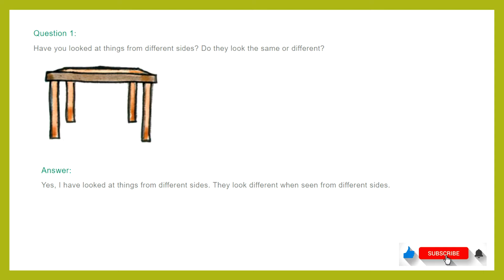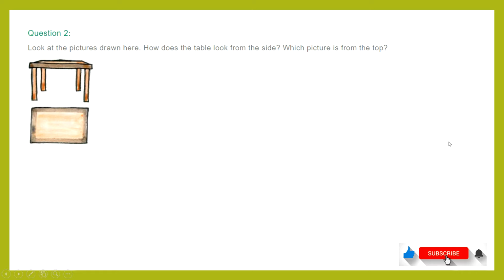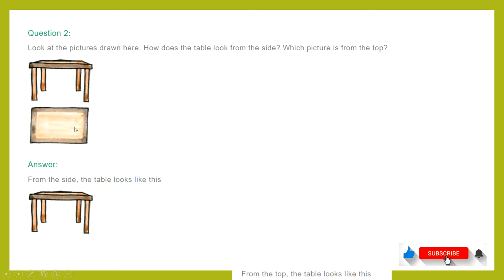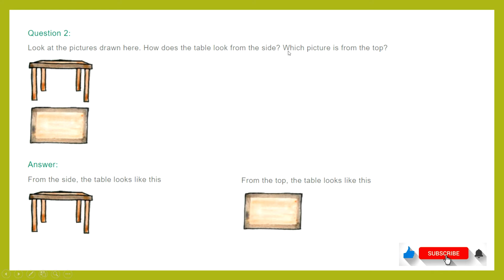So yes, when we look at things from different sides, they will look different. And here is another example, the same table example. This is the side view and this is the top view. The same is answered here. And they are asking which picture is from the side and which picture is from the top. So this one is from the side and this table is from the top.